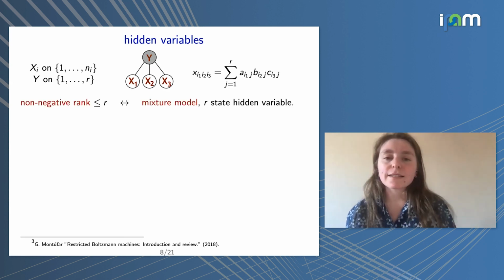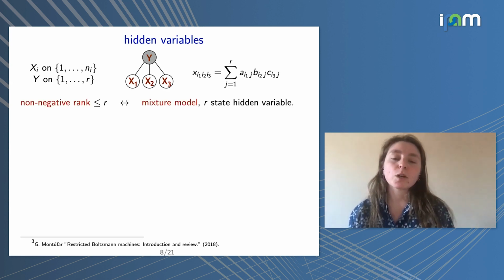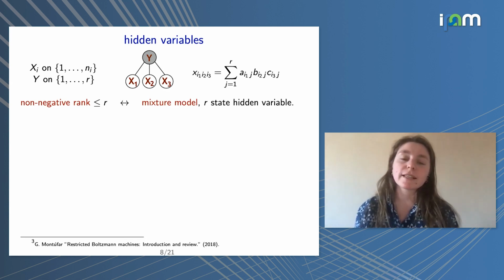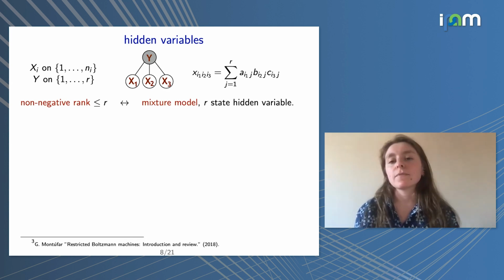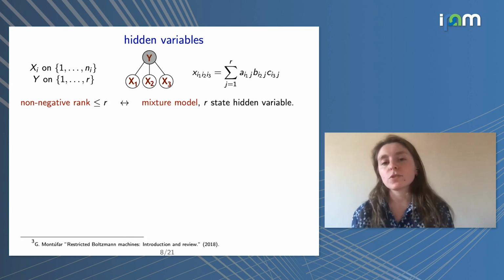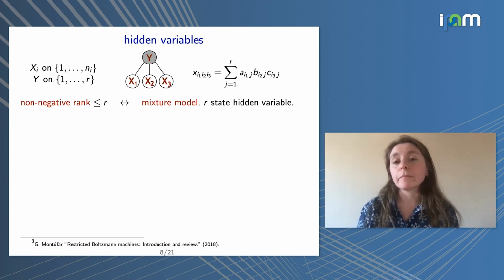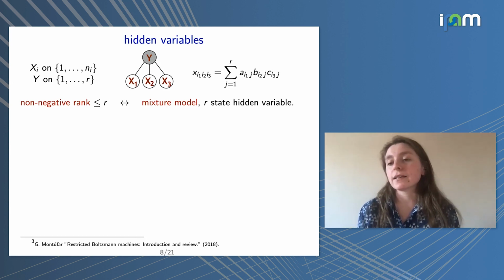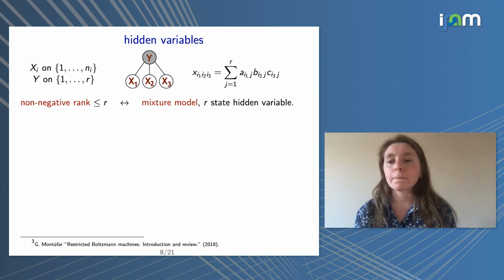Okay, and that's the next correspondence between a set of tensors and a particular statistical model: the set of tensors of non-negative rank at most r corresponds to the setting of a mixture model where we have a single hidden variable and it can take r states.